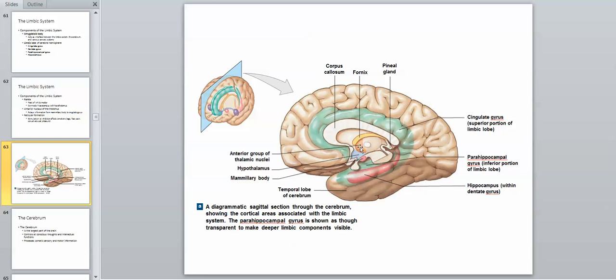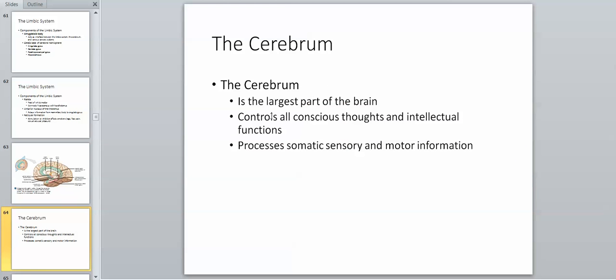And limbic means on the border of. So that's an interesting name for it. And we find part of it in the diencephalon and part of it in the cerebrum. But the rest of the cerebrum is basically controlling all your thoughts and intellectual functions.